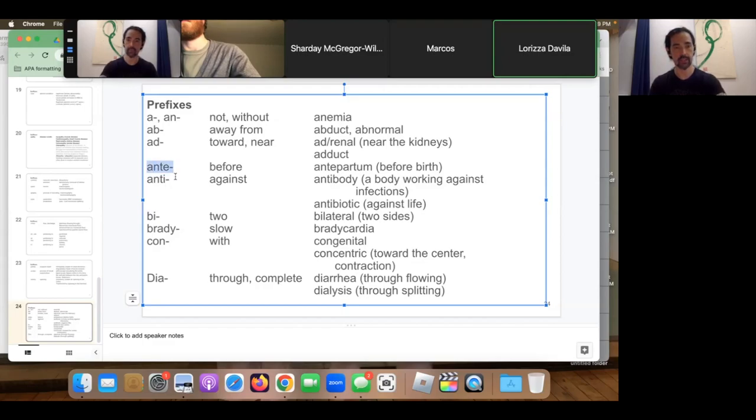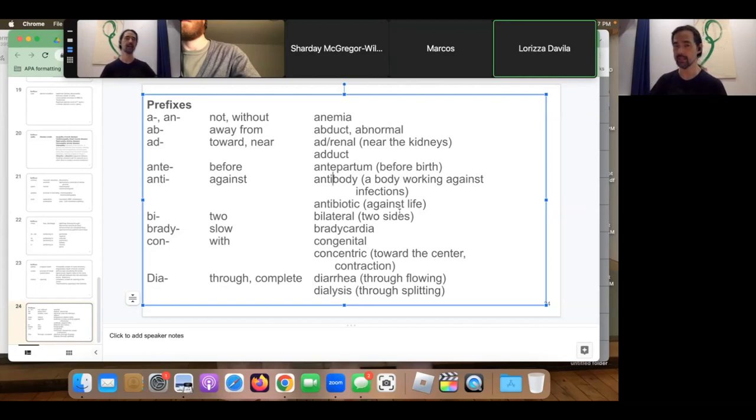There's ante and anti. So ante, like antepartum, before birth. And there's anti, meaning antibody. So antibody and antibiotic, I list them here, right? Antibody means a body that works against something, not literally, but the implication is infections. It works against infections.